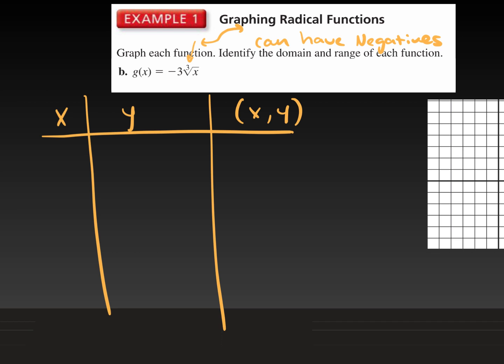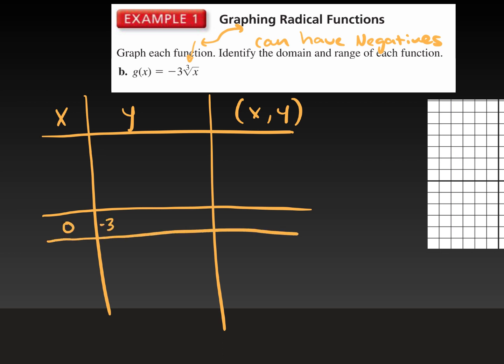What do you think a good number to plug in here would be? 0. Start with 0. So negative 3 times the cubed root of 0. Well, what's the cubed root of 0? 0. And negative 3 times 0? 0. So my first point is 0, 0.